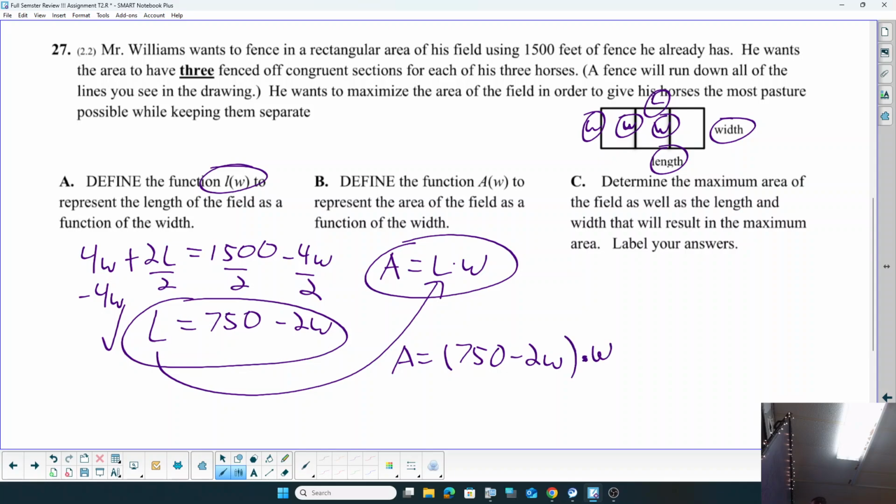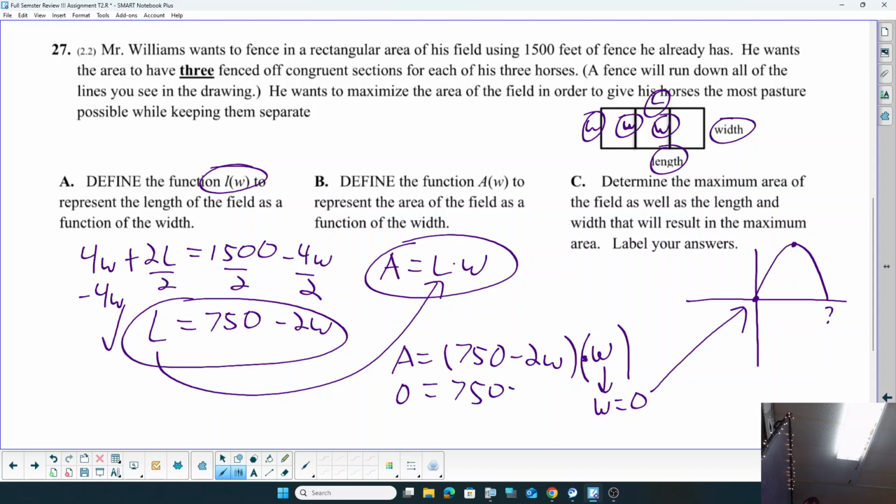Cool. So now we're going to figure out where this maximization is at the very top. We start off at 0 and then go all the way to some distance here. So where's our 0? Our 0 comes from this factor, W equals 0. Set your factors equal to 0. And then this one will also be set equal to 0. So we'll minus 750 to the other side, and then we'll divide by negative 2.